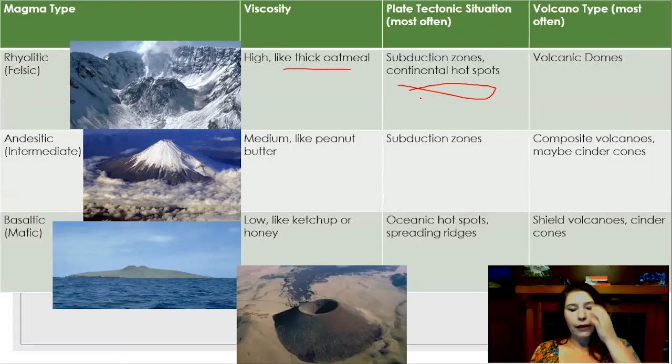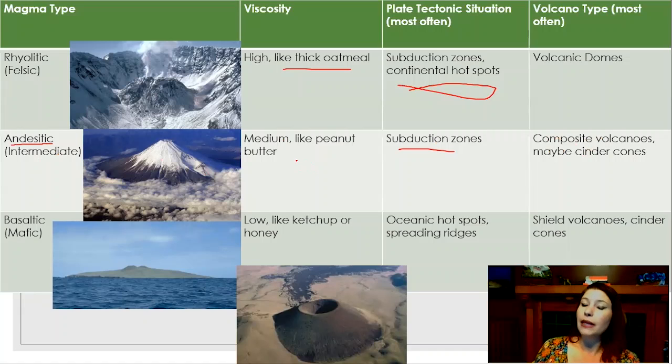Okay, then we have our intermediate types of lava, and this is going to create a rock called andesite. Andesite, wonder what that's named for. Well, it's the Andes Mountains. So remember, this type of magma and these types of volcanoes and this type of very thick magma is going to form in subduction zones like the Andes, where we have the Nazca plate diving down under the South American plate, creating the Andes Mountains, which are a bunch of composite volcanoes or stratovolcanoes.